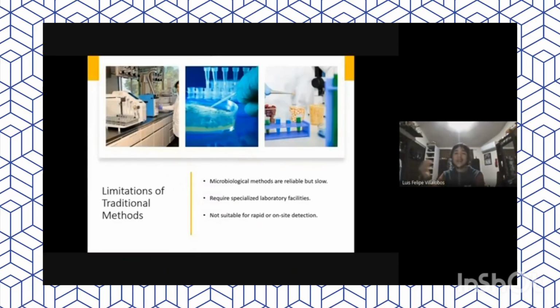Okay, now what are the limitations of the traditional methods that we know? Well, traditional microbiological methods are costly and very slow. They require specialized laboratories, trained personnel, and money. Because of this, they are not suited for rapid or distant detection and increase the risk of contamination spreading.